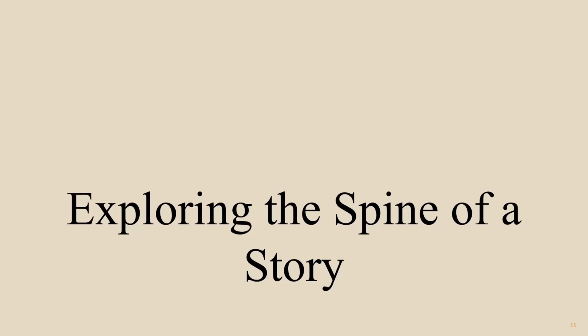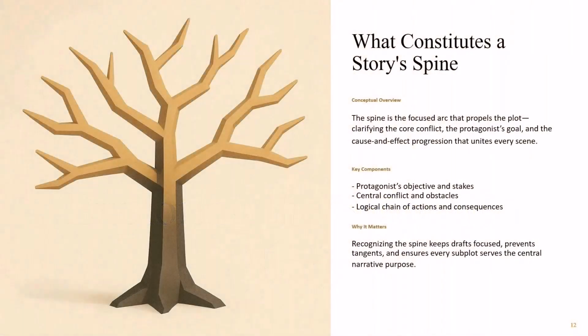What constitutes a story's spine? How does the spine guide the narrative and character arcs? We'll illustrate some examples of effective story spines. The story's spine is the fundamental narrative arc that drives the plot forward, including the core conflict, protagonist's goal, and the primary progression of cause and effect. It distills complex plots into a clear, focused trajectory, ensuring that every scene and subplot supports the central narrative purpose. Recognizing the spine helps authors avoid tangents and strengthens storytelling coherence.